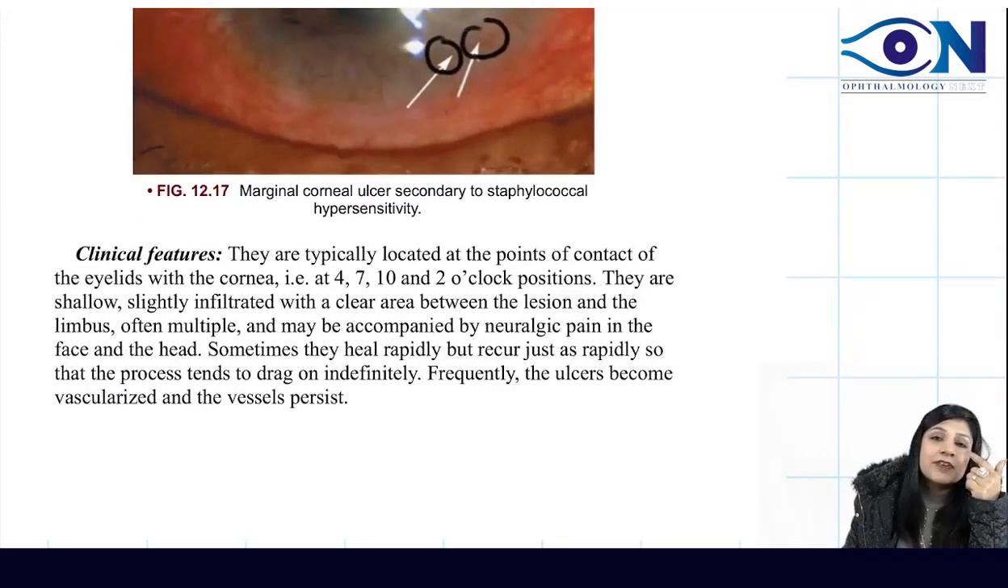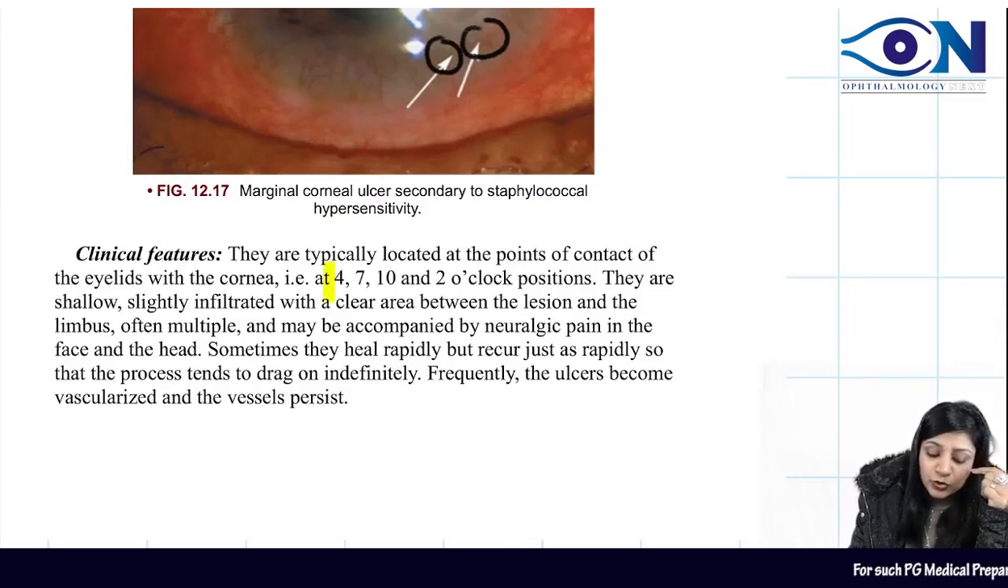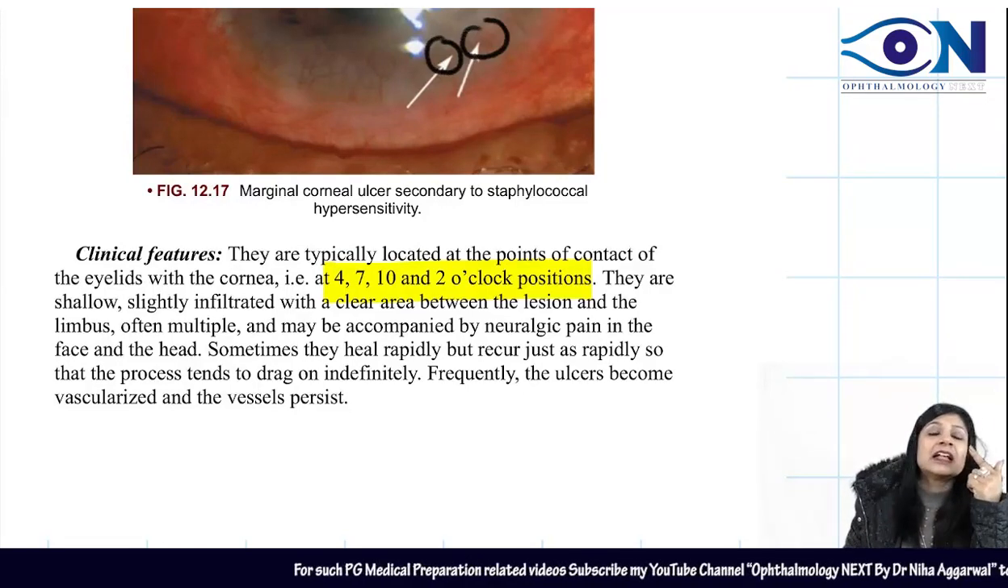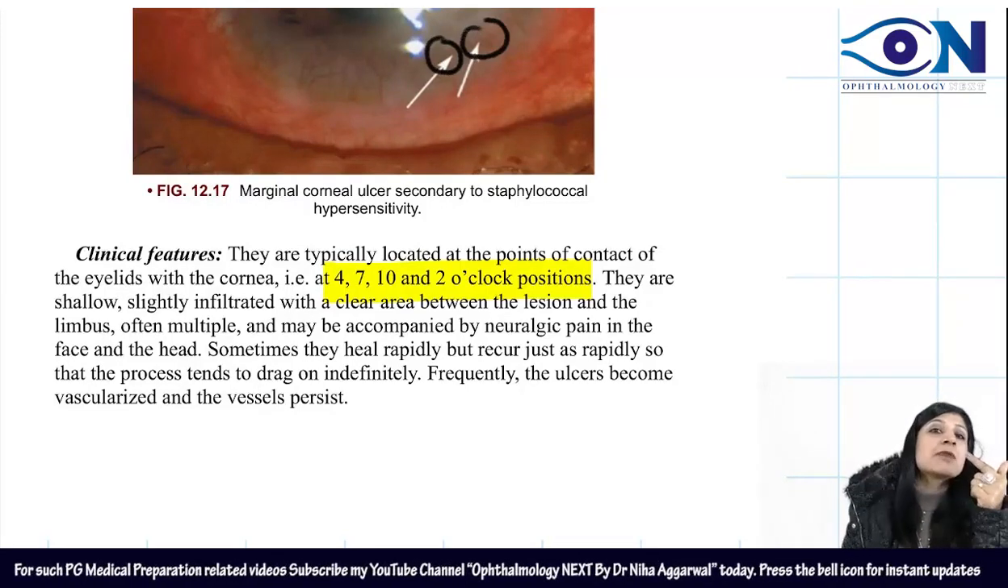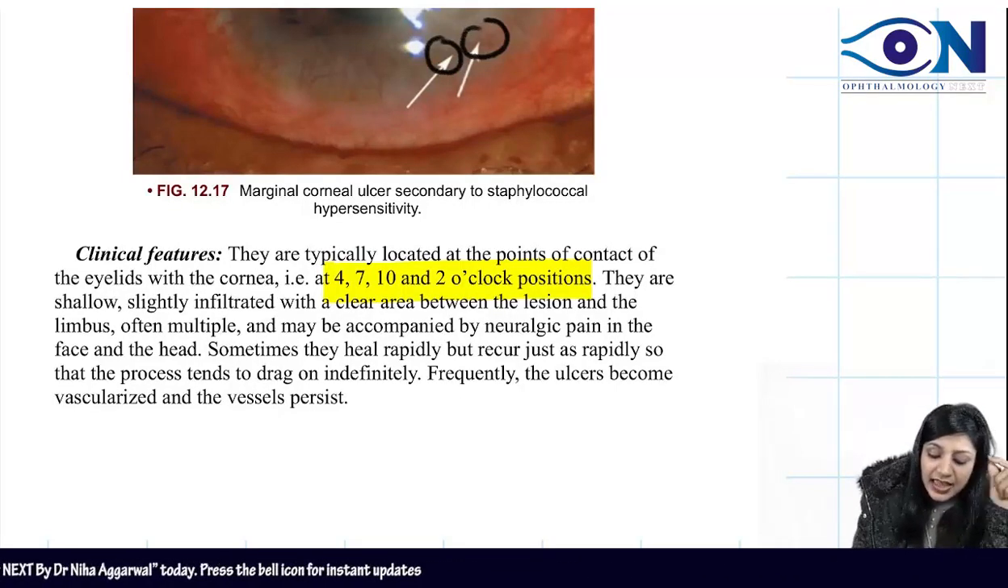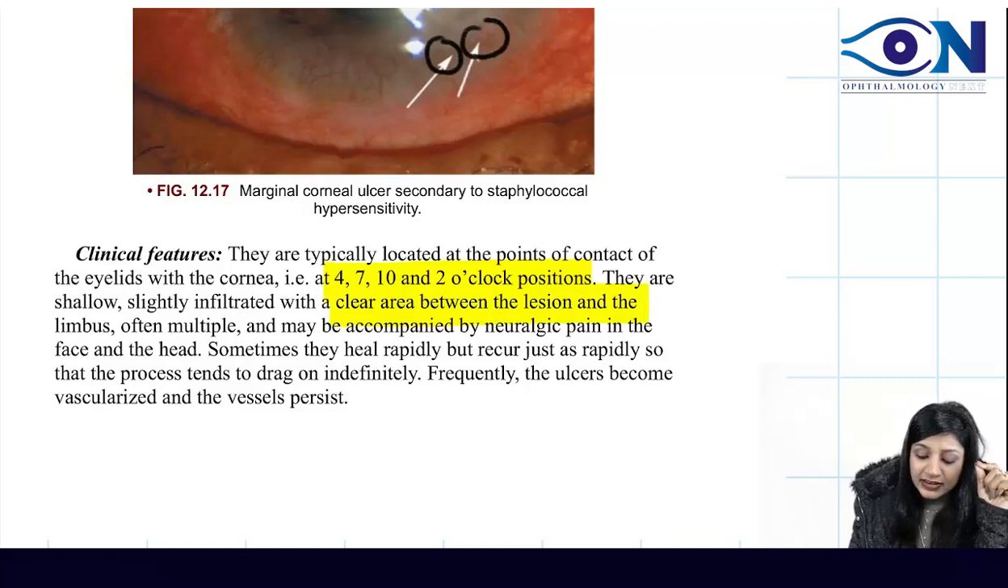So whenever we have contact of the eyelids with the cornea, these are your 4 o'clock, 7 o'clock, 10 o'clock and 2 o'clock positions. So I think that makes sense. These are the positions which make maximum contact between the cornea and the eyelids. They are shallow, slightly infiltrated, and you will always see a clear area between the lesion and the limbus.